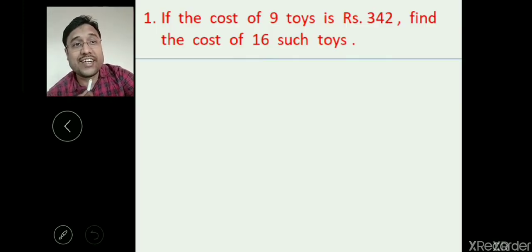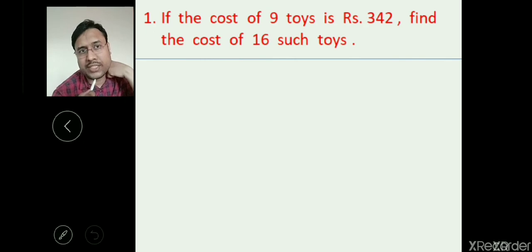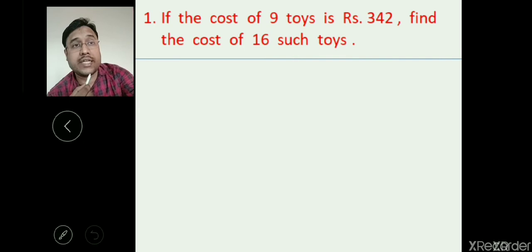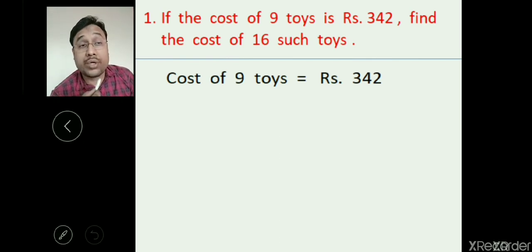Now you see the questions, based on these concepts only. If the cost of 9 tees is rupees 342, then find the cost of 16 such tees. You have to find the cost of 16 such tees. Now, you can write that the cost of 9 tees is 342.